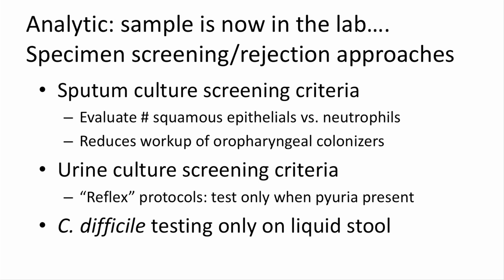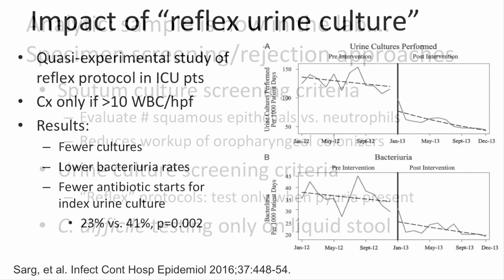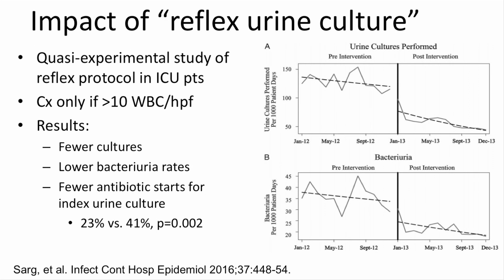And then finally, no lab, unless you're doing a study of asymptomatic carriage of C. difficile, should be testing any stool that doesn't conform to the container, that's not liquid stool. So these are ways the lab can limit the workup of poor samples. So here's one study out of many that are published on the impact of implementing reflex urine culturing in your laboratory. This one was done at Maryland.